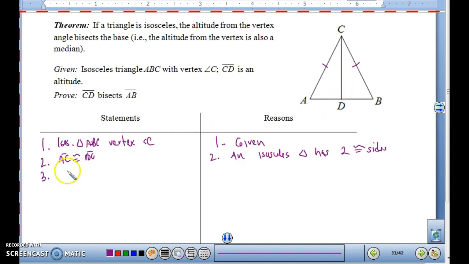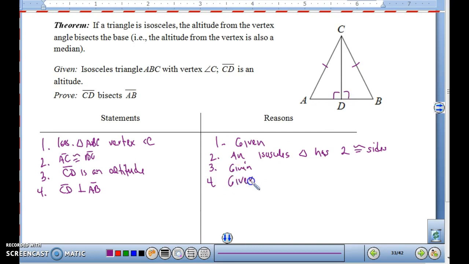What does an altitude do? Well, an altitude is special because it is a segment that is drawn from a vertex perpendicular to the opposite side. So CD is an altitude will tell me that CD is actually perpendicular to AB. So my statement is CD is perpendicular to AB, right here, forming this at the bottom.